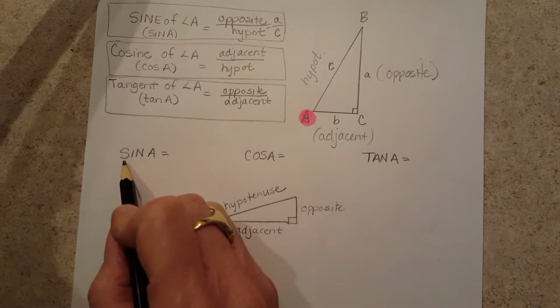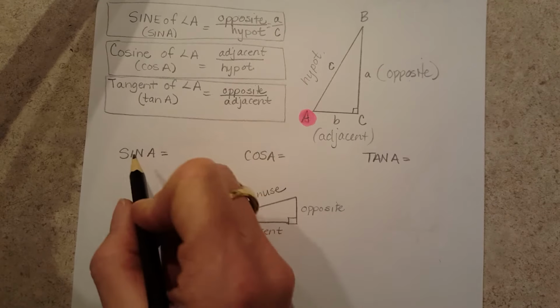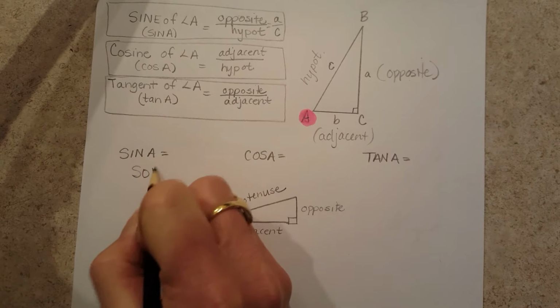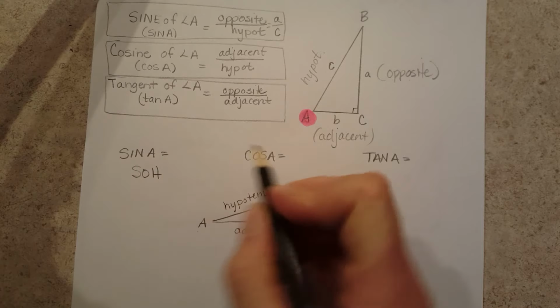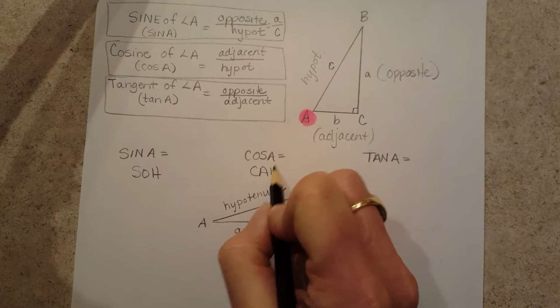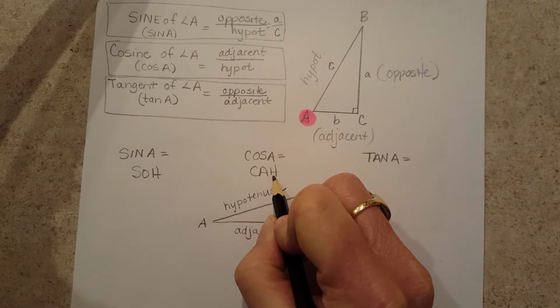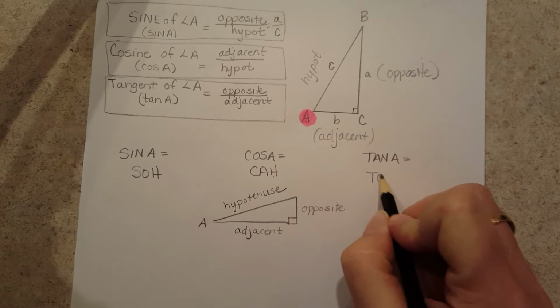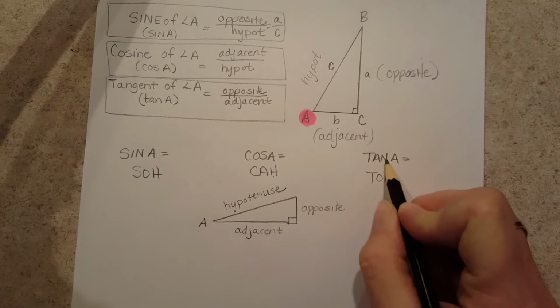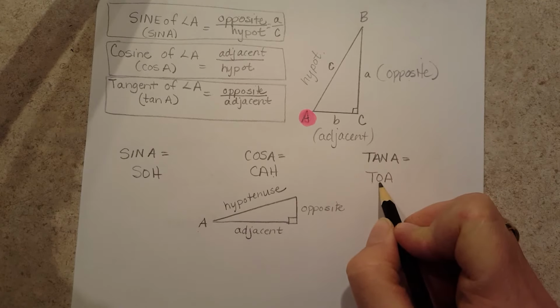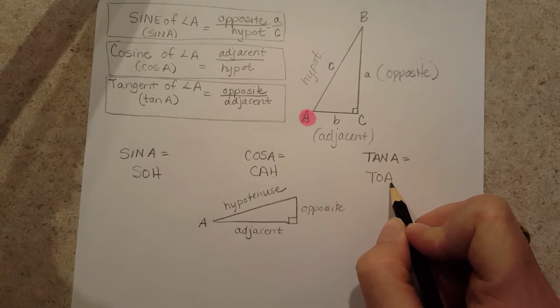So sine is SOH, opposite over hypotenuse. CAH, cosine, adjacent over hypotenuse. And TOA, tangent, tan A, tangent is opposite over adjacent.